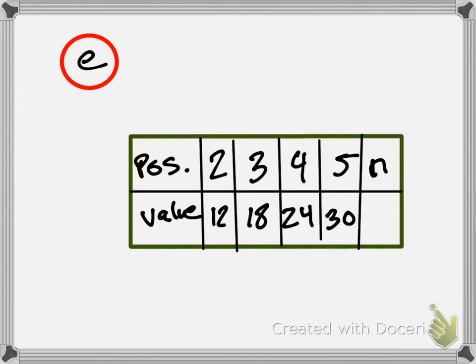So what about these ones? Here's the position and here's the value. So we have 2, 3, 4, 5, and the nth term. We have to figure out what that nth term would be. For 2, we get 12. For 3, we get 18. For 4, we get 24. What pattern is happening here, Romario? Perfect. It's times 6, so it's geometric. So what is the term going to be for... It's not plus 6.